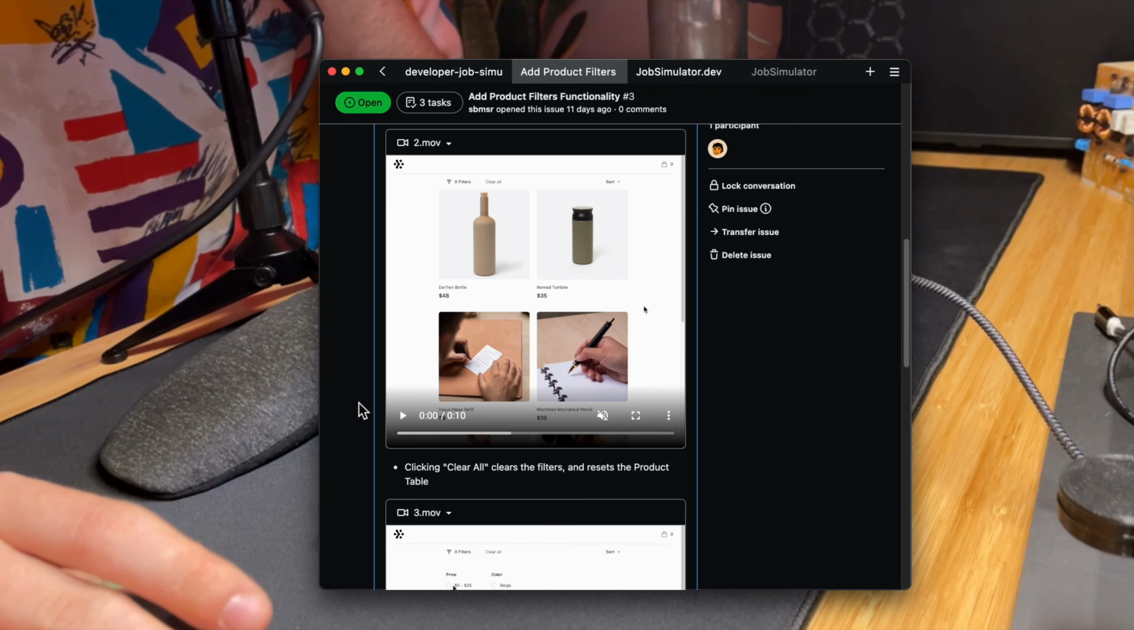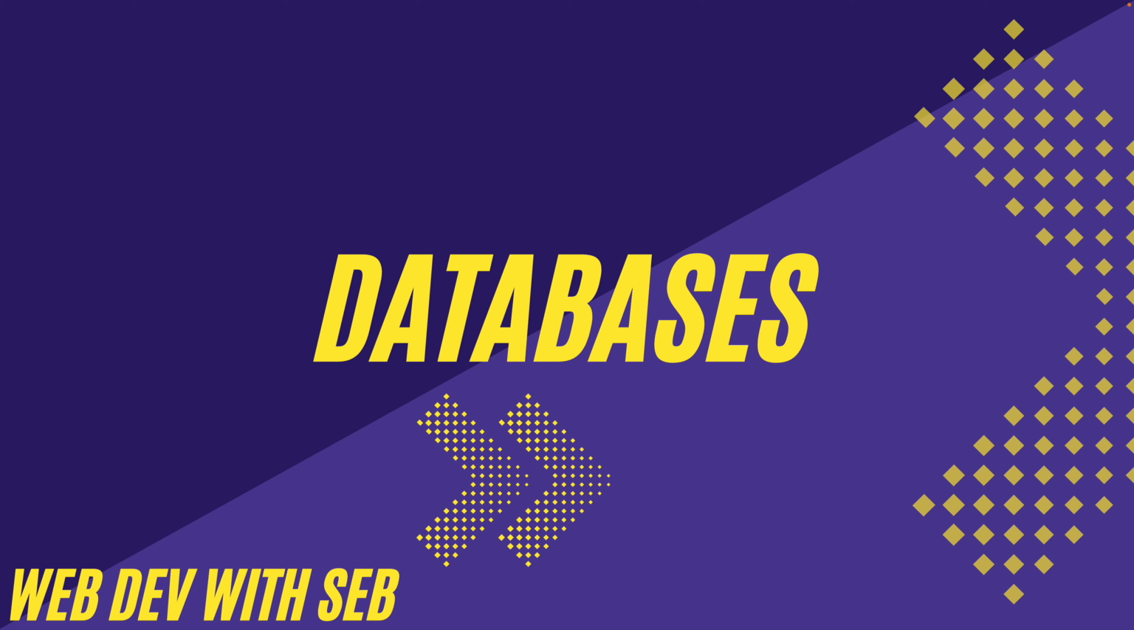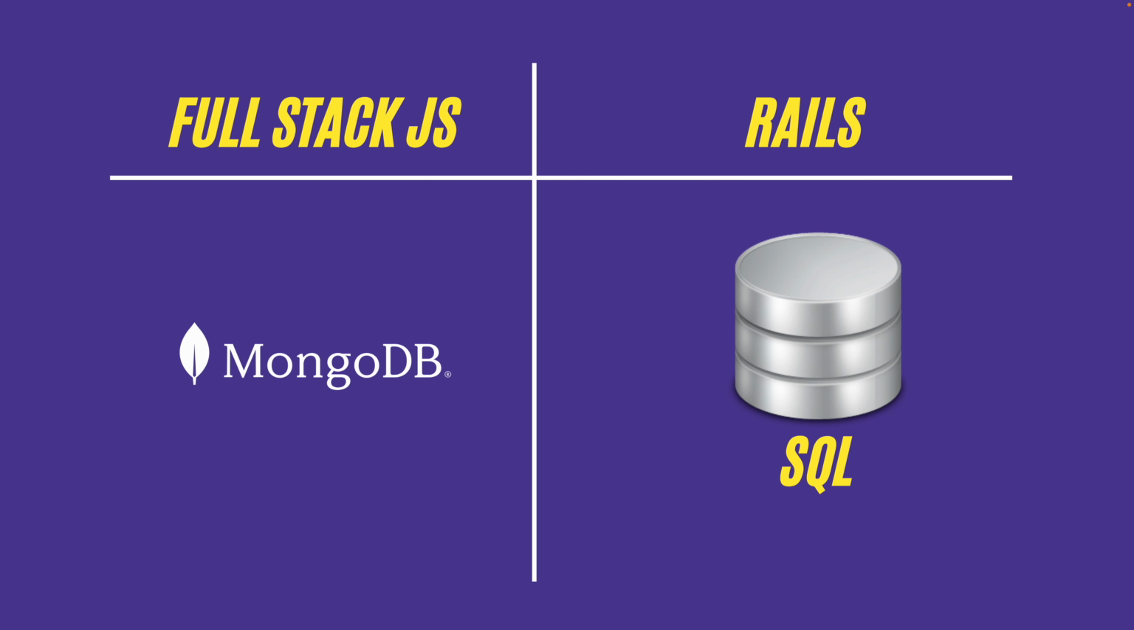Alright, back to the Odin project. Let's start with databases. The big difference between the two paths is that the Rails path teaches you relational databases, while the full stack JS path covers a NoSQL database called MongoDB.